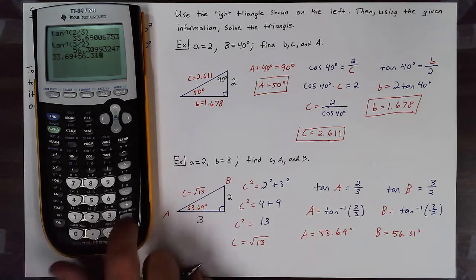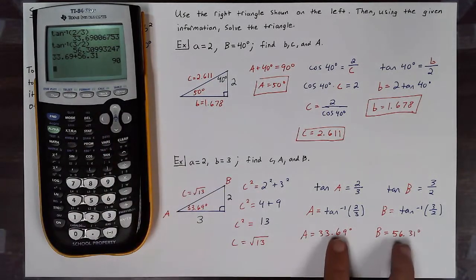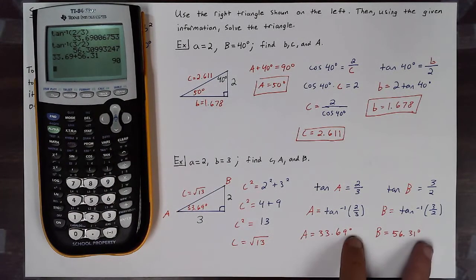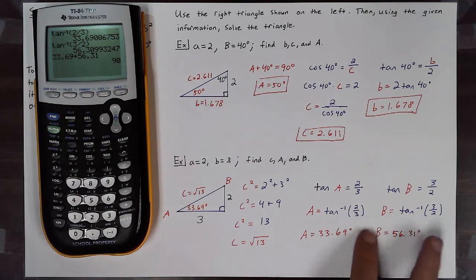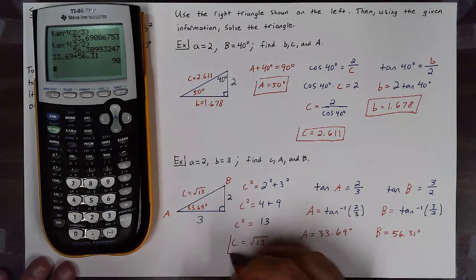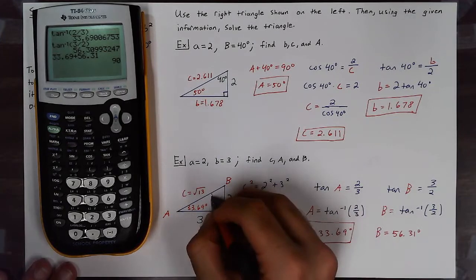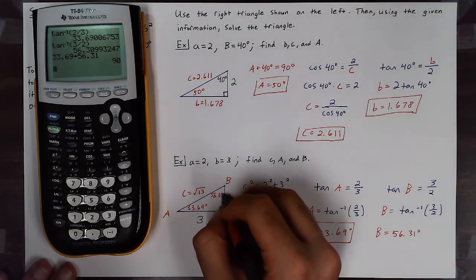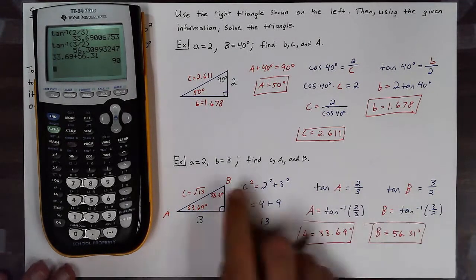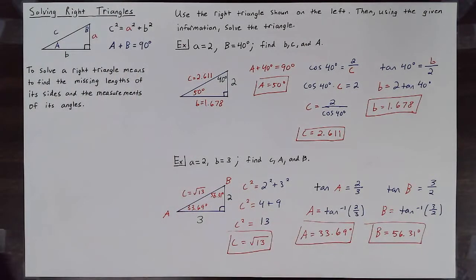And if I were to add these two angles together, it should give me 90 degrees. The only time you wouldn't see that happen is if there's just a rounding change, like it was at the 0.5 mark, so they both rounded up or they both rounded down. That's the only time you wouldn't see that add up to 90, but it would be very close. So there's my side C, my angle A, and my angle B being 56.31. And I have solved that triangle as well. And that is how you solve a right triangle.